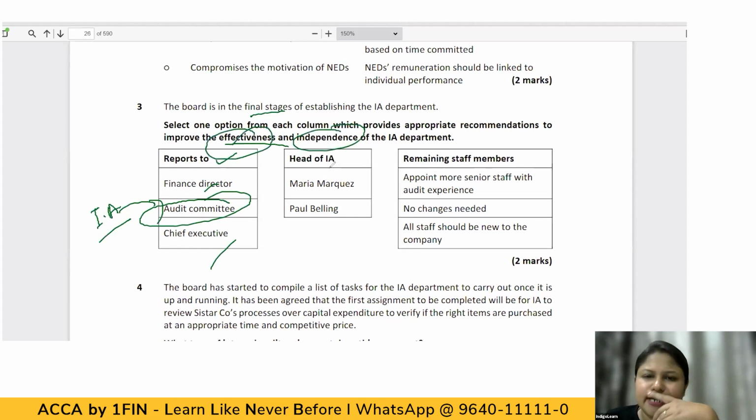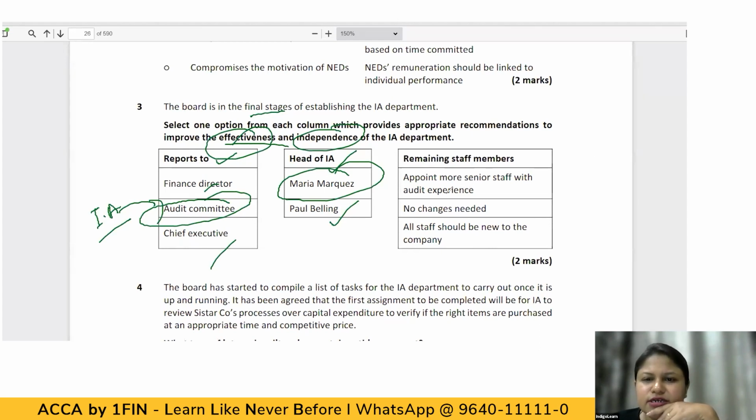Who should be the head of IA? See, when we read the question, Paul Belling is the person who has actually designed the control. How can he review the control? So obviously what the answer will be. Maria, who is completely disassociated. She's somebody new altogether. So she will be the ideal person to head the internal audit department.